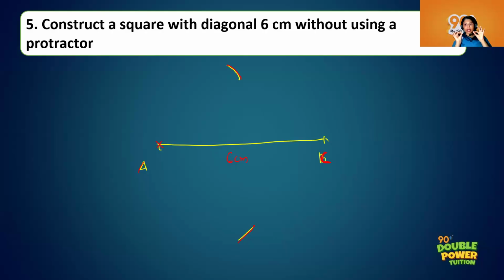Without changing the measurement in the compass, keep it at C. Again repeat the process like this. You have to draw 2 arcs again which intersect the previous arcs. That should intersect the previous arcs.